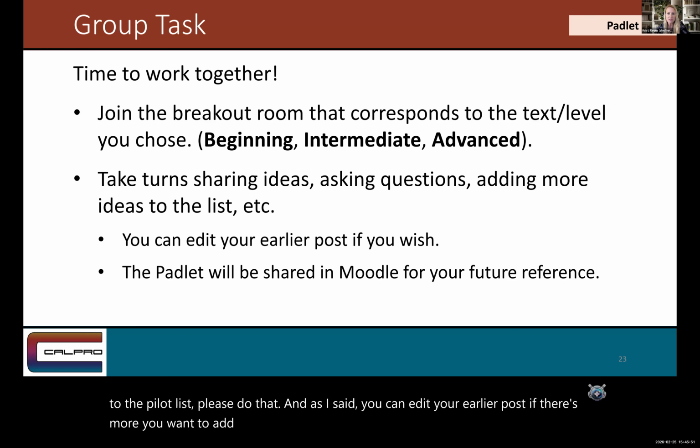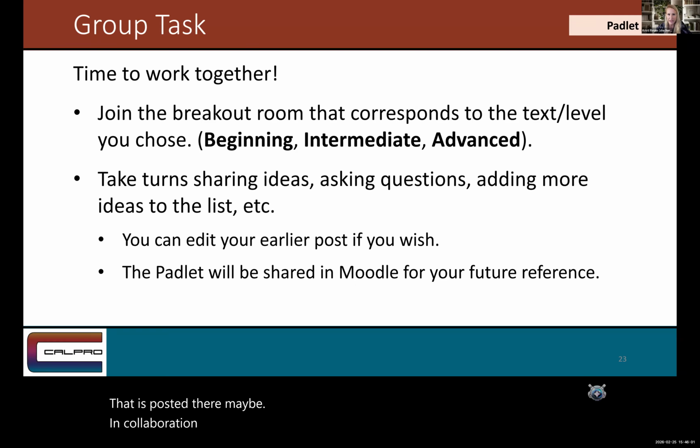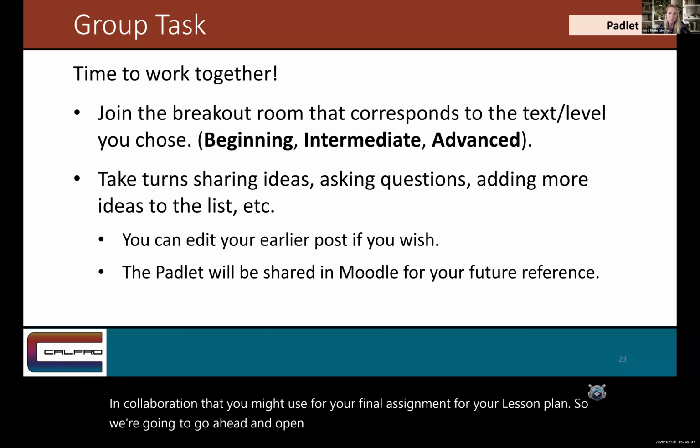And we will be sharing this in Moodle for your future reference. Hopefully, you'll see something that is posted there, maybe in collaboration, that you might use for your final assignment for your lesson plan. So we're going to go ahead and open those rooms now. Are there any questions before we send you off?